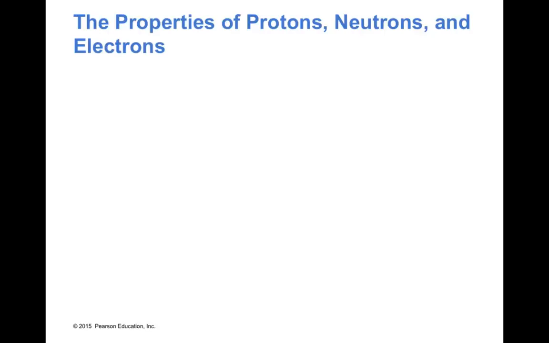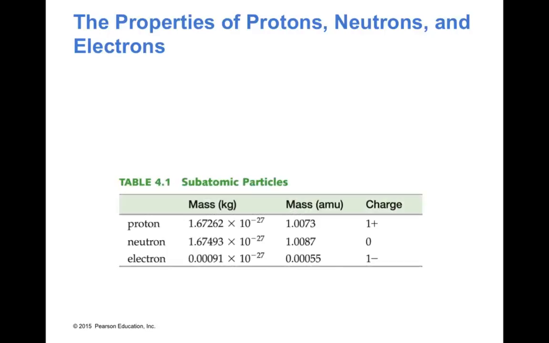Here we have a table that summarizes the properties of the subatomic particles. Here we have the charges associated with each subatomic particle. Proton, positive or positive 1. Neutron is a 0, doesn't have charge, is neutral. And the electron, that is -1 or negative.